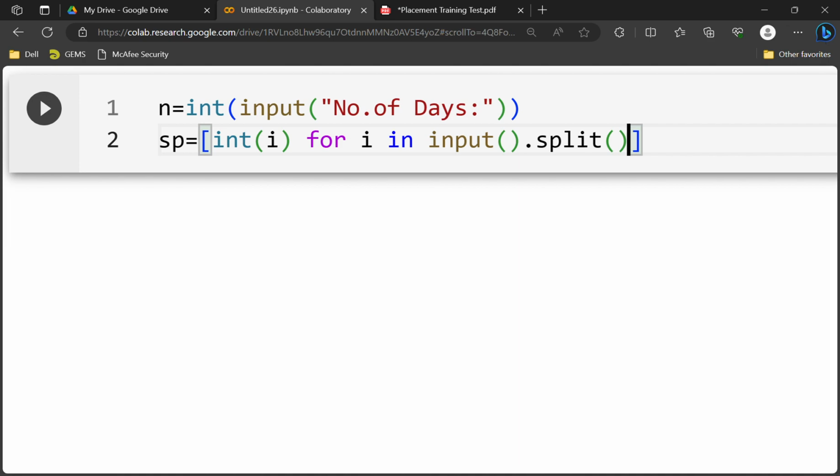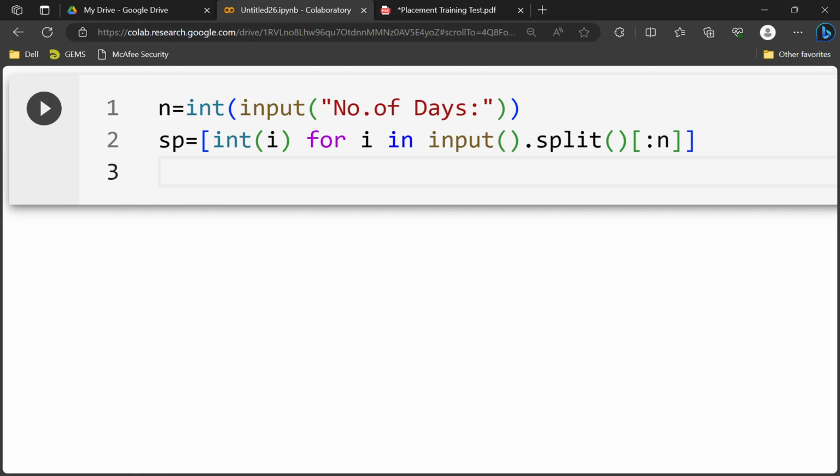Sometimes accidentally we may give more elements than required in the input. In such cases we can restrict that with the help of slicing. We will be considering only the first n values into account. This measure we can take, otherwise we can carefully give the input for n items.